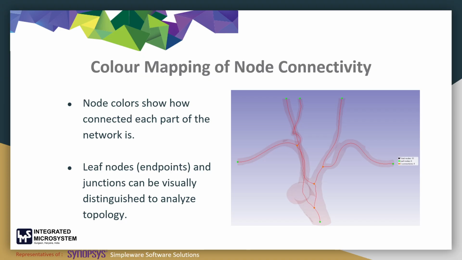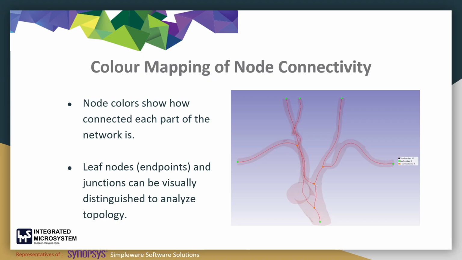It also helps in presenting results to multidisciplinary teams, including biomedical engineers, simulation experts, and regulatory reviewers. Moreover, these maps can guide manual refinement. For instance, if a lead node appears where there should be a junction, it signals that a branch might be missing or incomplete.